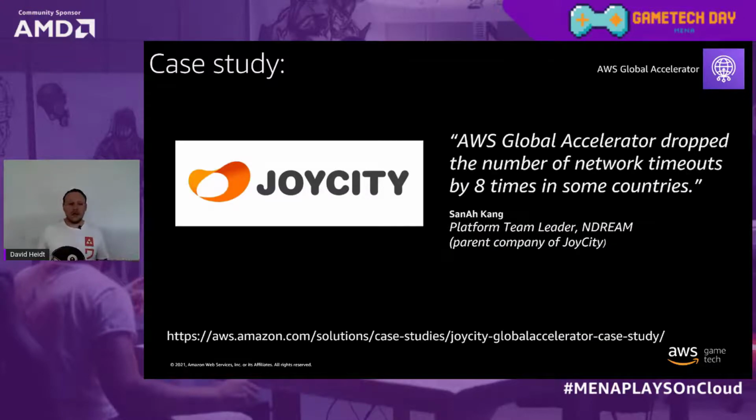Another customer example, Joect. They rolled out AWS Global Accelerator for 80% of their games. And on average, they saw a reduction of network timeouts by a factor of 2.4, more than double less timeouts occurring than before. And not only that, they also saw a drop in complaints from their gamers, meaning that the change actually happened and was noticed by the players as well.